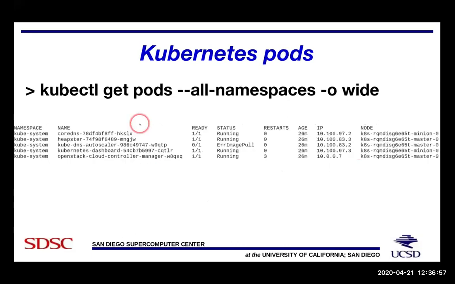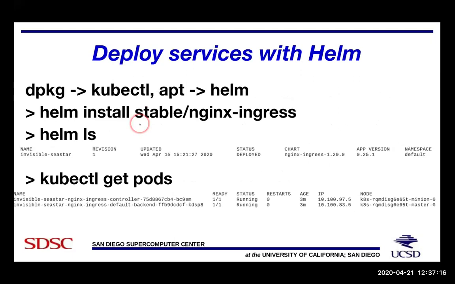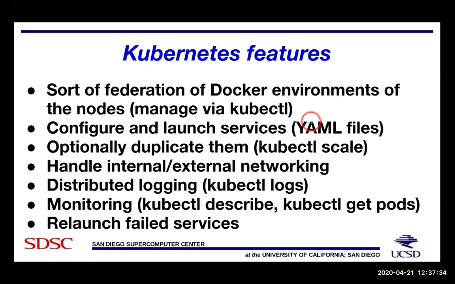So we want to configure and launch services. You can write YAML files, then tell Kubernetes what Docker container you want to run. For example, you want to run a web server, so you have your NGINX container. In this YAML file, you specify which version of NGINX you want to run, and then all the configuration options, and then pass it to the kubectl command. So kubectl is basically the way to interface with Kubernetes.